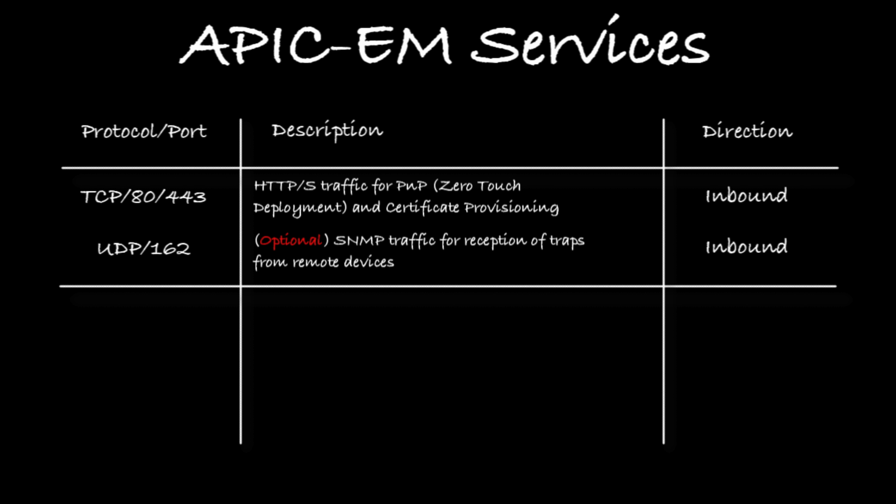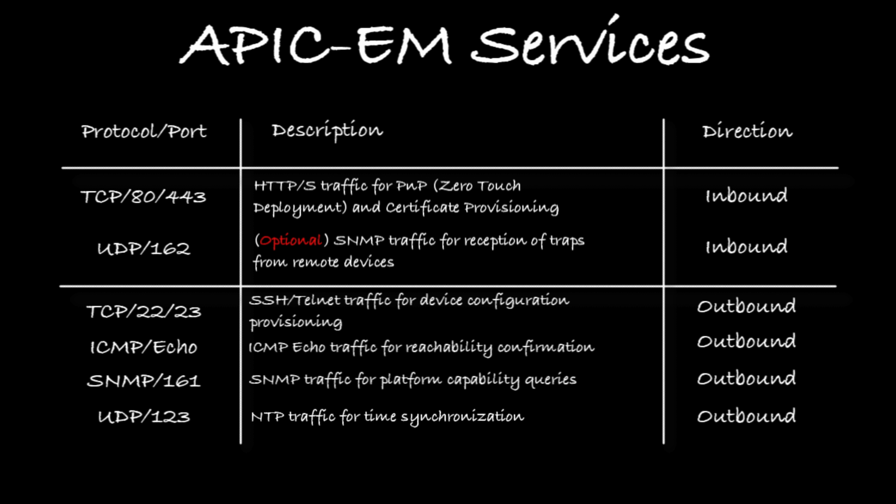In the outbound direction, i.e. from APIC-EM towards the Internet, there are four services that will need to be allowed. TCP ports 22 and 23, SSH and Telnet respectively, will be used for device configuration provisioning. As a side note, Telnet is only used when devices are added using Telnet through device inventory in APIC-EM. ICMP will also need to be allowed to permit reachability checks, and for platform queries, SNMP should be allowed as well. And lastly, make sure to allow NTP through your firewall to allow APIC-EM to synchronize its time.